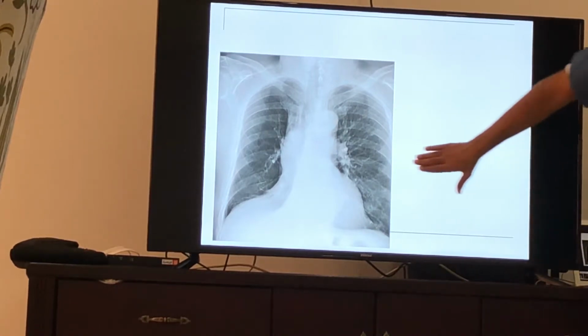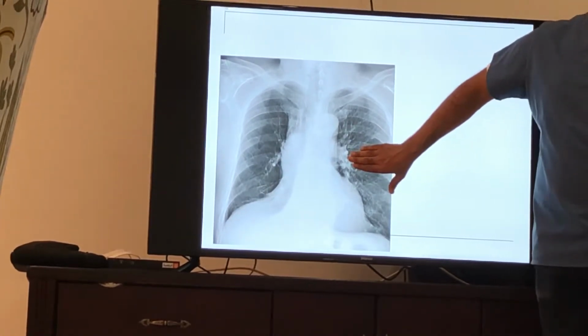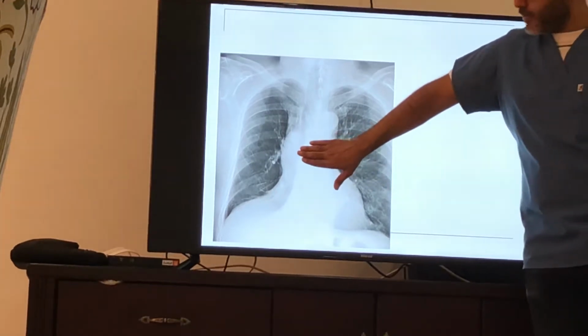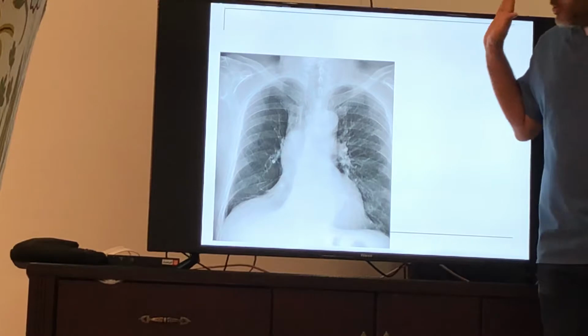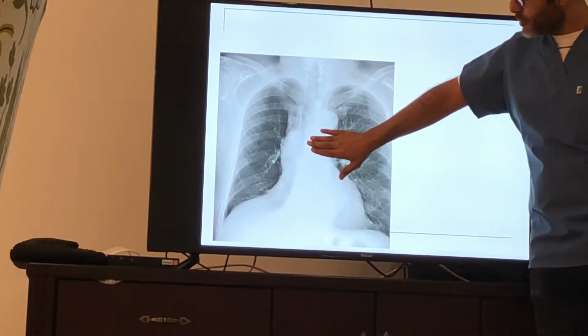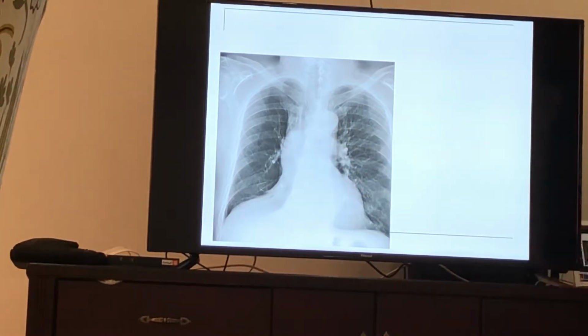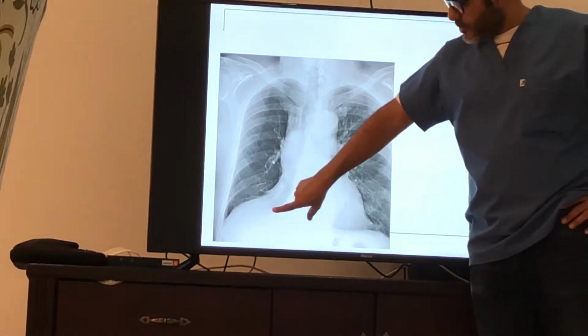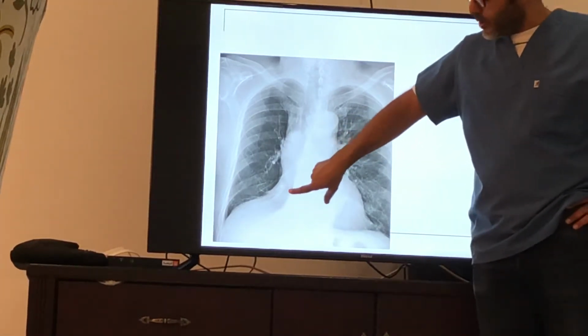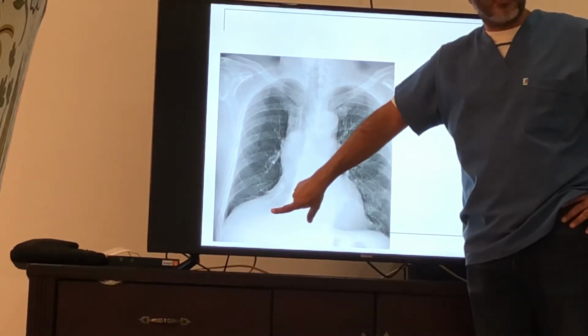So you can see the hilum is well visualized here. This is what the hilum looks like. Can you see the right hilum? No. So there's a right hilar shadow. We can't see the right hilum, right? And we can't see the right cardiac border, and the right cardiophrenic angle is obliterated.